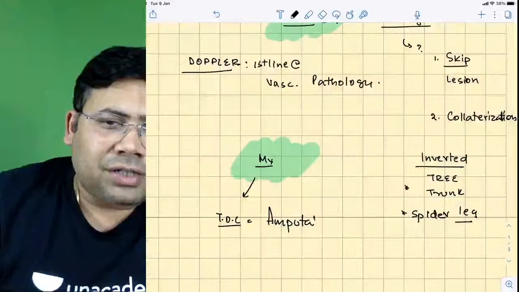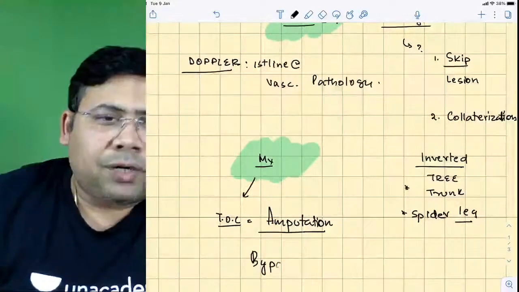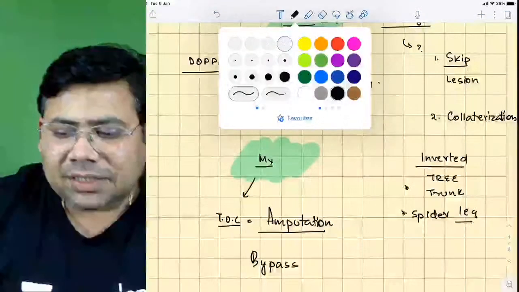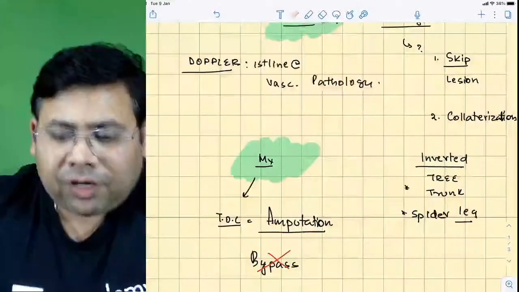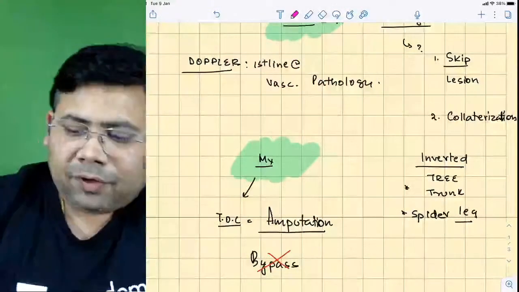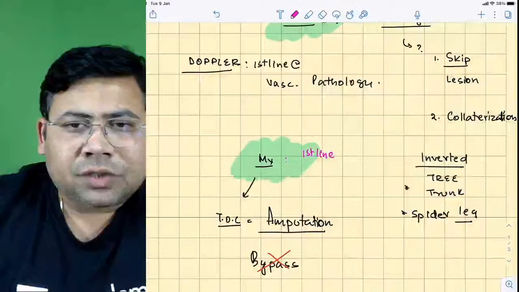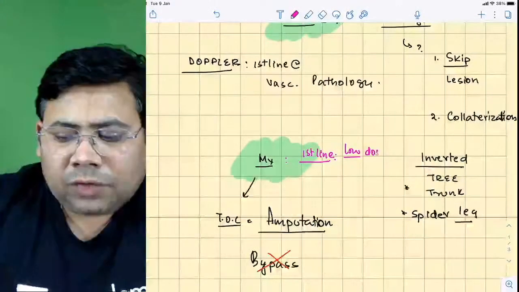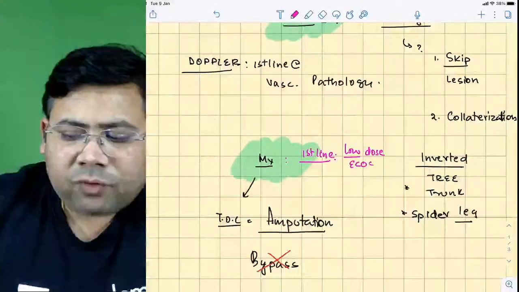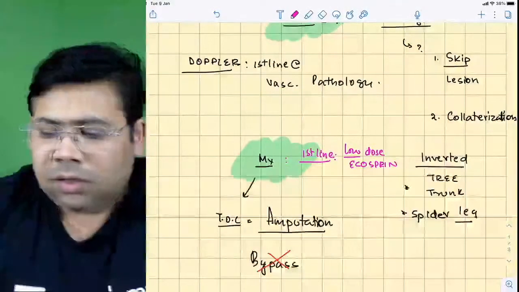Why is amputation the treatment of choice? There is no other option. Bypass cannot be done for these patients. Bypass is actually not meant for these patients. However, if you talk about first line management, you have to start with low dose Ecosprin.